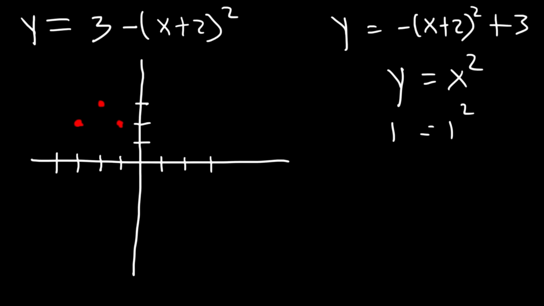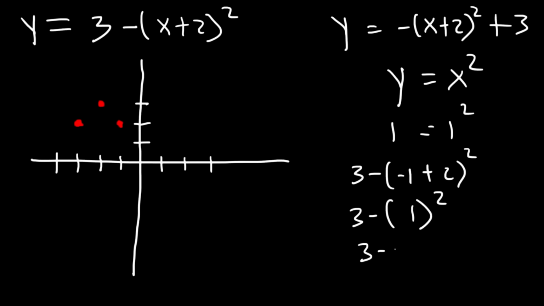I mean, not 1, but negative 1, because this is negative 1 here. So for instance, negative 1 plus 2 is 1. 1 squared is 1. So 3 minus 1 is 2, and that gives us that point.